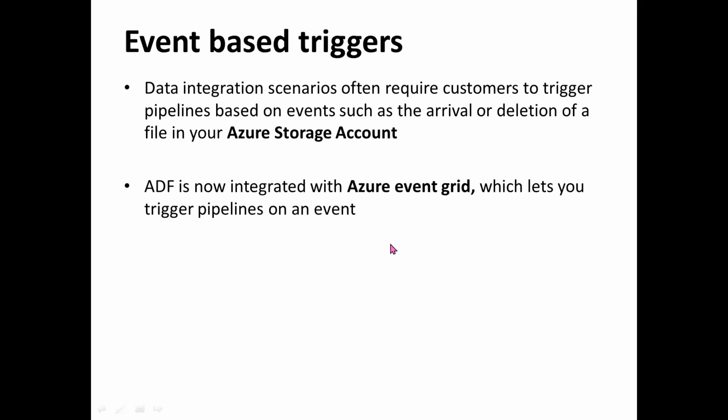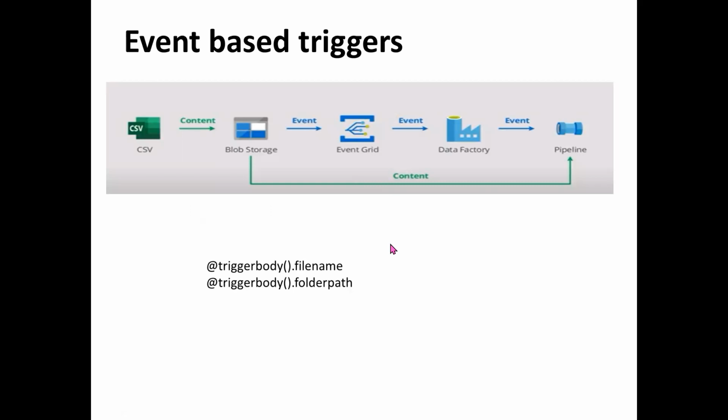Now let's deep dive and see how it happens. If you look at our pipeline, this is the similar structure. The CSV file arrives into blob storage, and immediately it generates an event out of blob storage and stores the event into event grid. When the event happens, ADF automatically triggers the pipeline. This is the typical flow of how the event based trigger works.